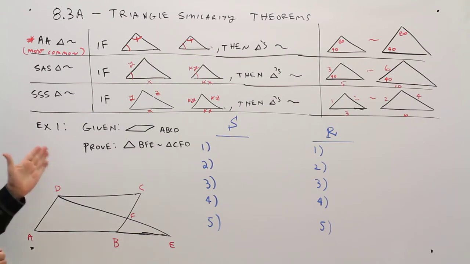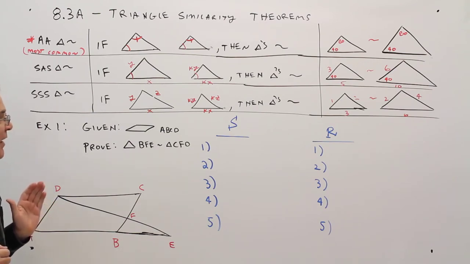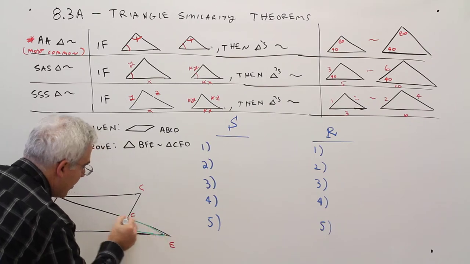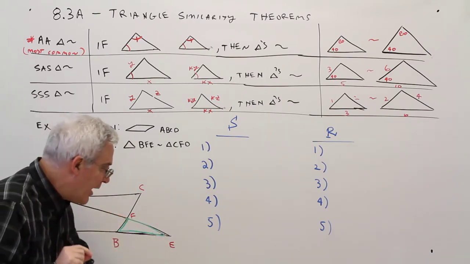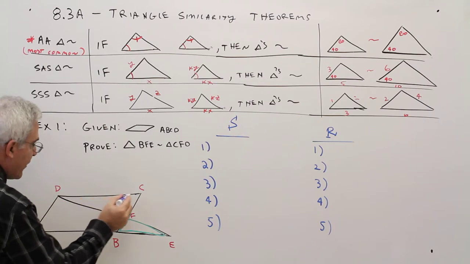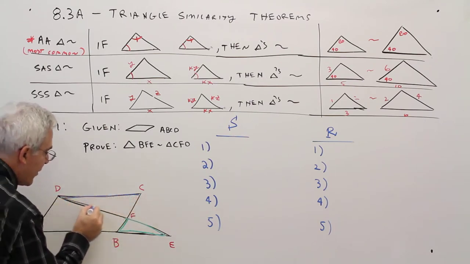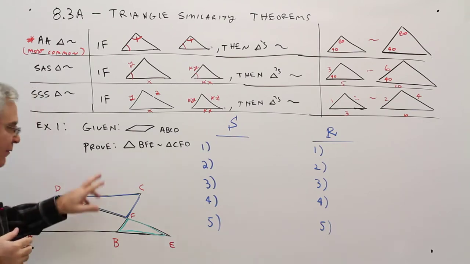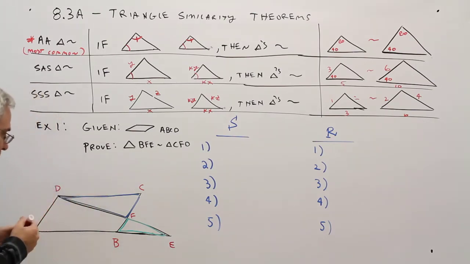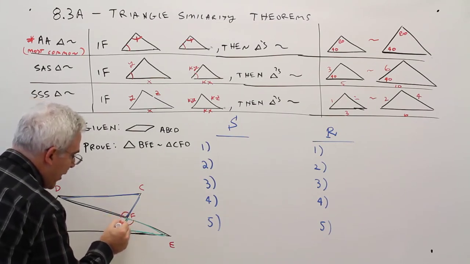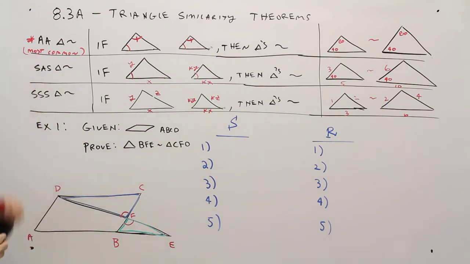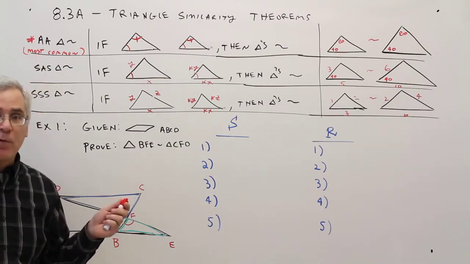Example 1. Given parallelogram ABCD, prove that triangle BFE, so that's going to be this triangle here, is similar, not congruent, similar to triangle CFD. And that's going to be that triangle there. Okay. So the first thing I look at is automatically I've got those vertical angles. So without batting an eye, I will mark those. Okay, if I can get one more pair of angles, and again angle is the most common one, game over.